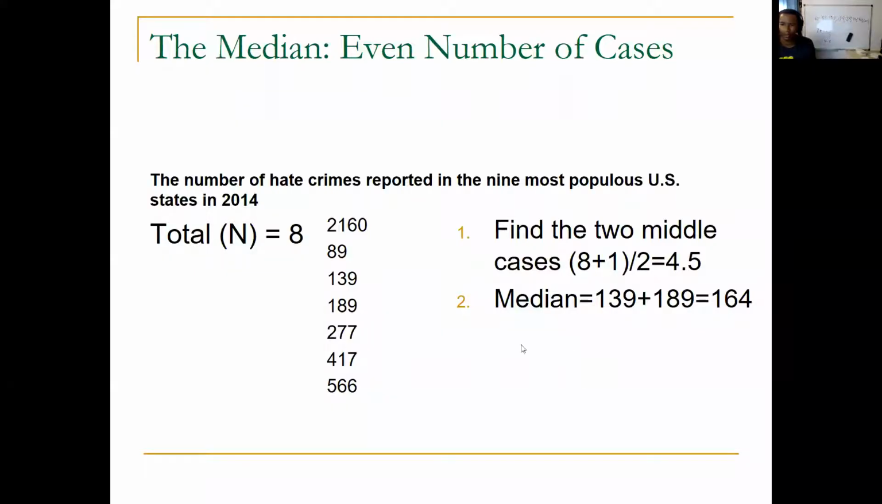Let me see if those are the right numbers. So we removed 21. We had, oh, there was no 60 actually. So I'm just going to completely rewrite this. So we have 89 as our lowest score. We have 139. We have 189.